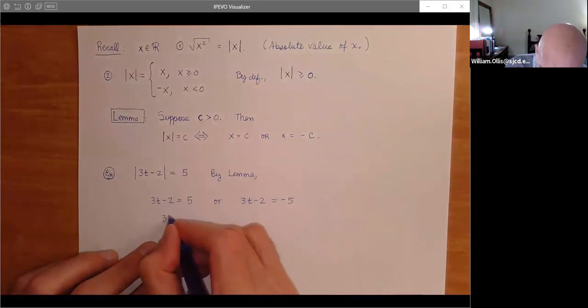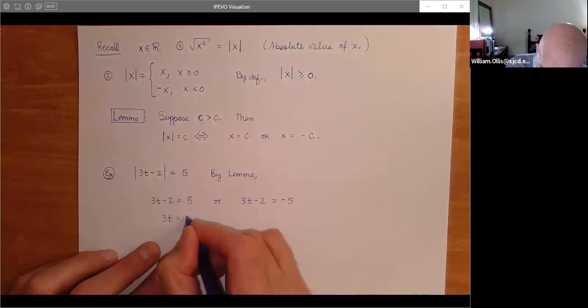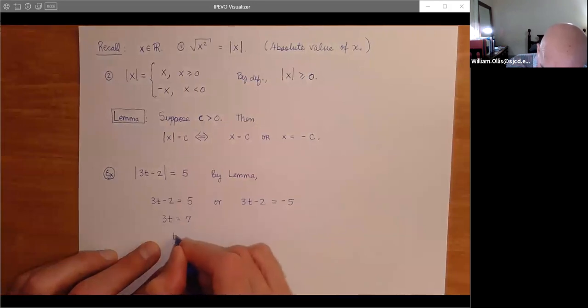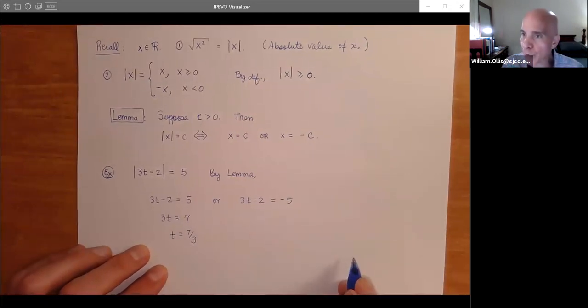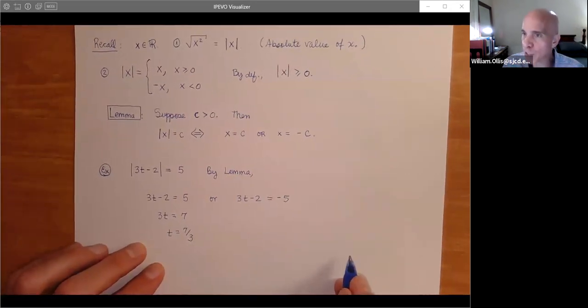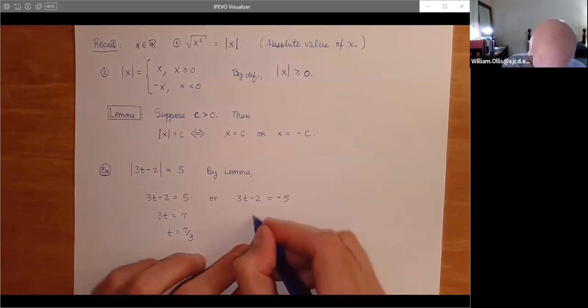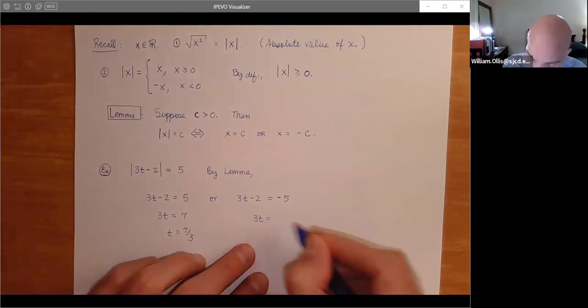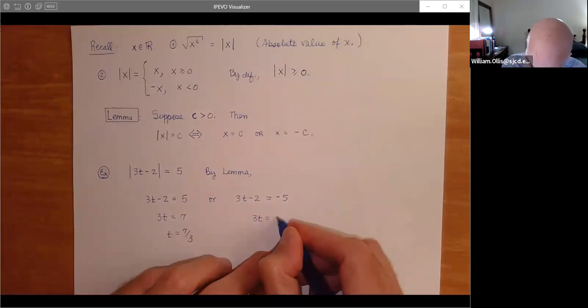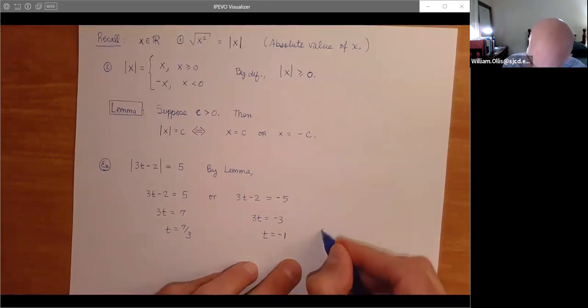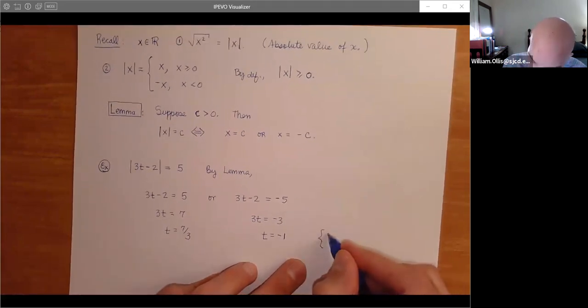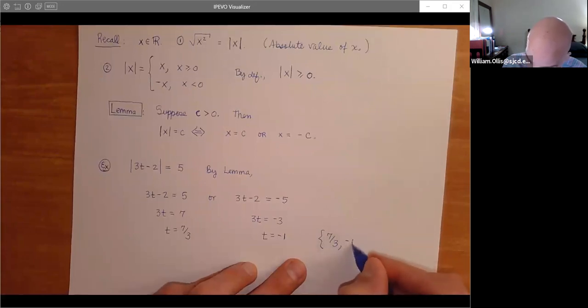So 3t, add 2 to both sides is 7. So divide by 3. Again, very simple compared to all the complicated maneuvers we had to do in the last two problems. And here we have 3t, so we're going to add 2 to negative 5. That gives us negative 3. And divide by 3, t is negative 1. So now when we look at this absolute value equation, we have solutions 7/3 and negative 1.